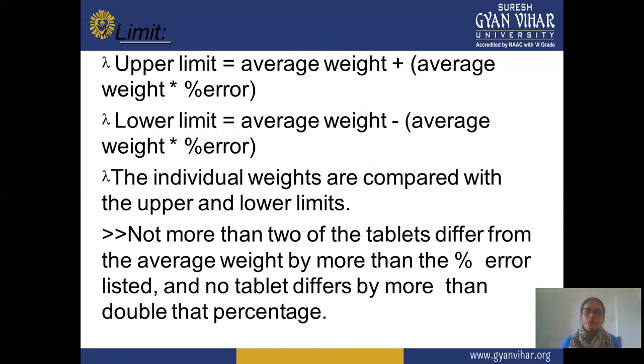Next is the limit. For the upper limit: average weight plus average weight times percentage error. For the lower limit: average weight minus average weight times percentage error. The individual weights are compared with the upper and lower limits. Not more than 2 of the tablets should differ from the average weight by more than the percentage error listed, and no tablet should differ by more than double the percentage. This is also similar to the disintegration test. Means your tablets should differ within the limit. If within the error limit, fine; if more than that, then reject your batch.